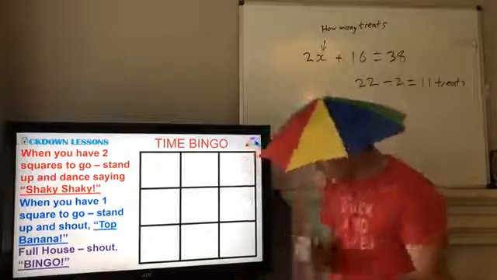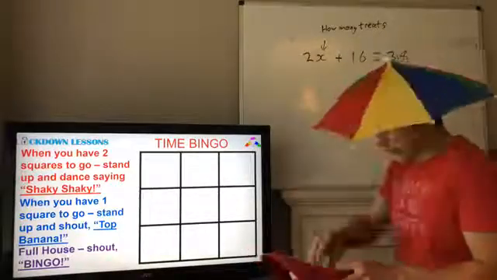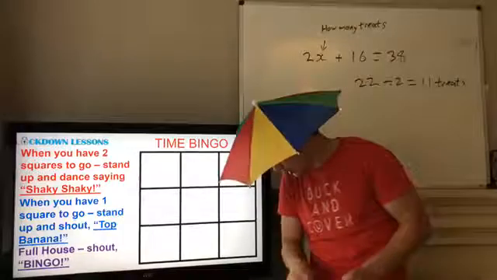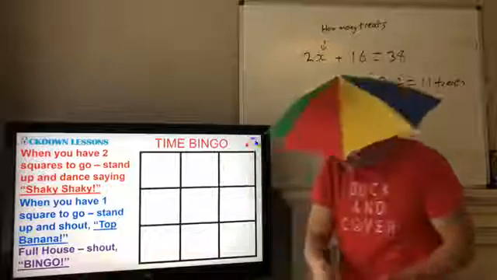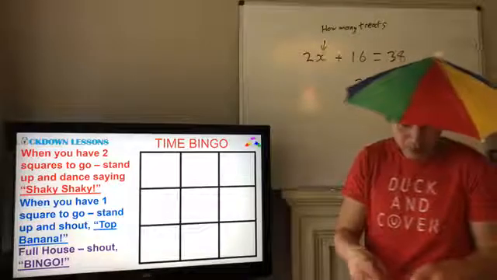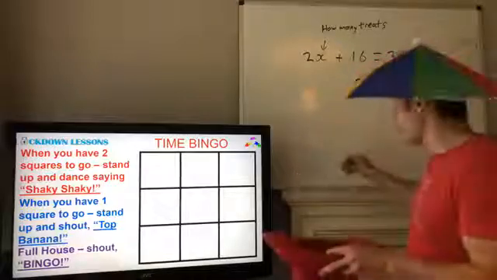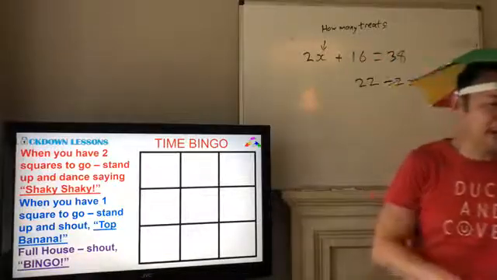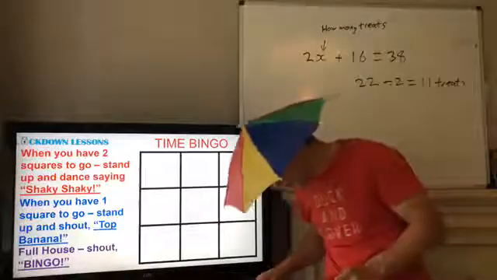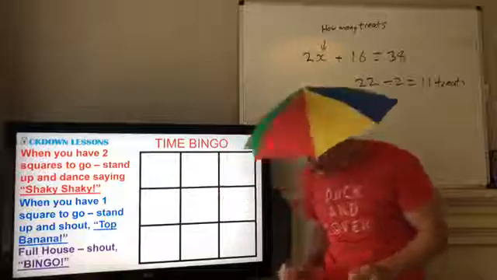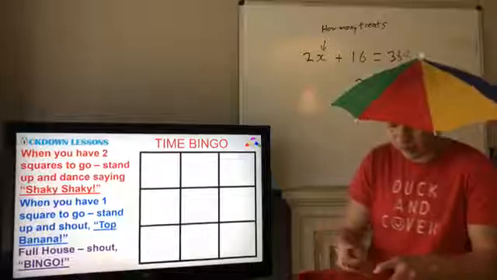Another shaky, shaky as well. Shaky, shaky for 2 left. 4 times 2. 4 divided by 2. Shaky, shaky from Evie, and another shaky, shaky. It's getting close. There's not many numbers left, guys.